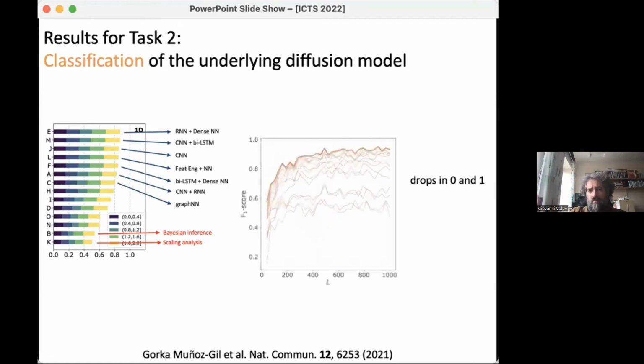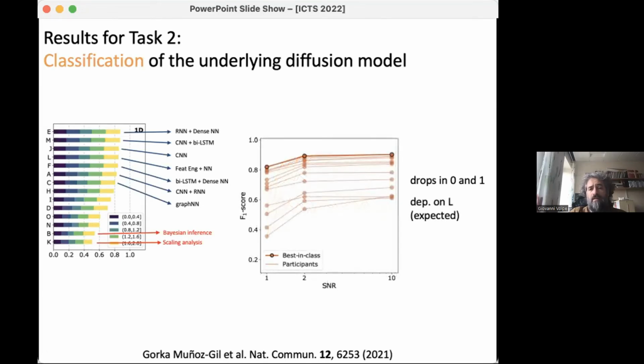What else? We can then again classify as a function of length. No surprise here. We see that the longer the trajectory, the better we can classify it. And also we see that the lower the noise, the better we can classify it. So when the signal to noise ratio increases, we get a better classification.